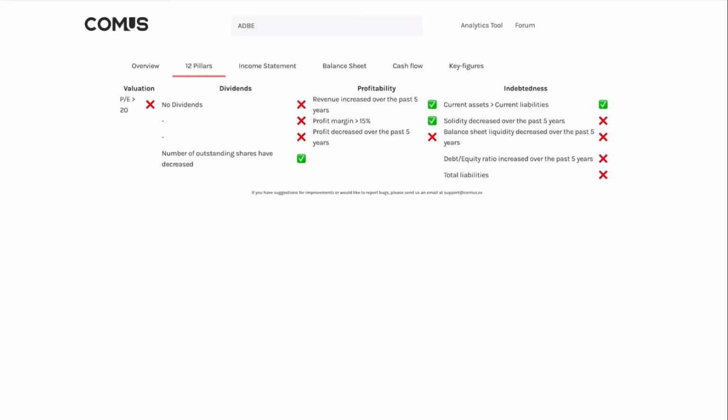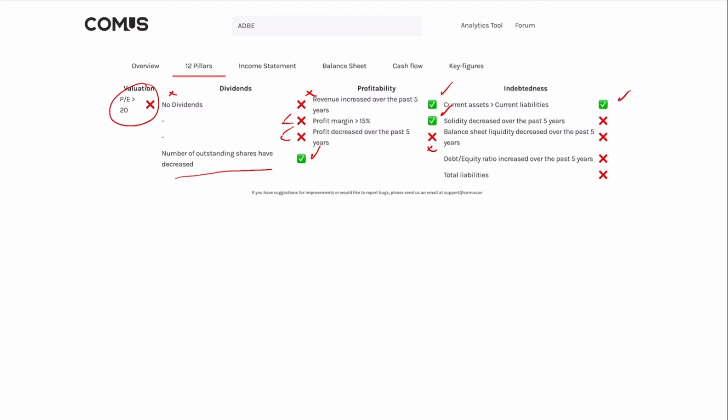If we go down to the screen, we can see that the PE ratio is above 20, which is negative. Don't pay any dividend, which is negative, but the number of outstanding shares have decreased, which is positive, and the revenue increased over the past 5 years, positive. Profit margin above 15%, positive, and profit decreased the last year, but overall trend is negative, so that is negative here. Current assets is greater than current liabilities, positive.